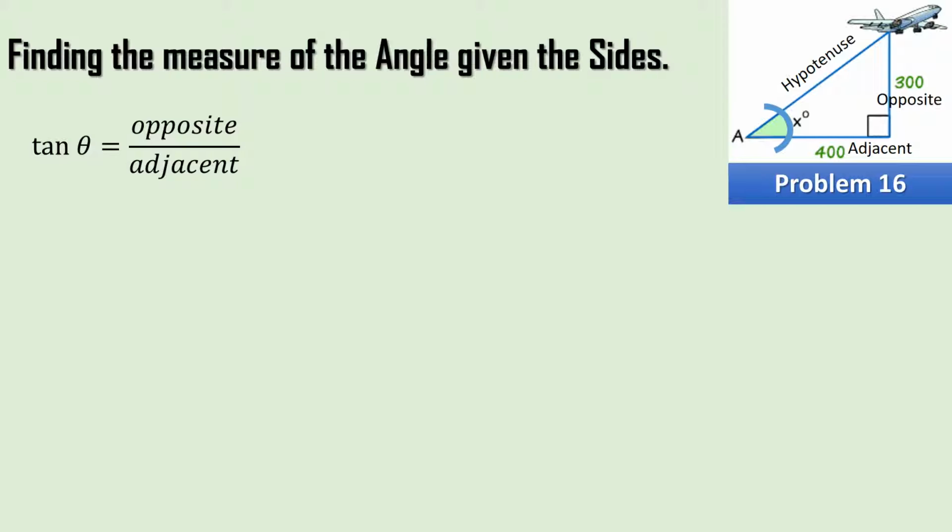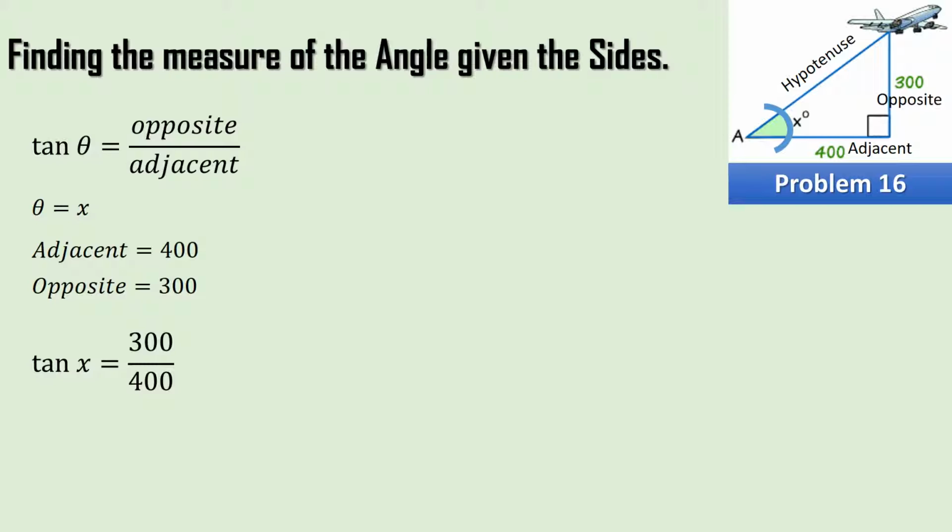So I come in here and I'm going to say the tan of theta equals opposite over adjacent. Well, do I know what theta is? No. But do I know the adjacent? Yes, 400. Do I know the opposite? Yes, 300. Can I plug that in? Yes, I can. But notice I don't know what my angle is. What do we use? We use the inverse, don't we?